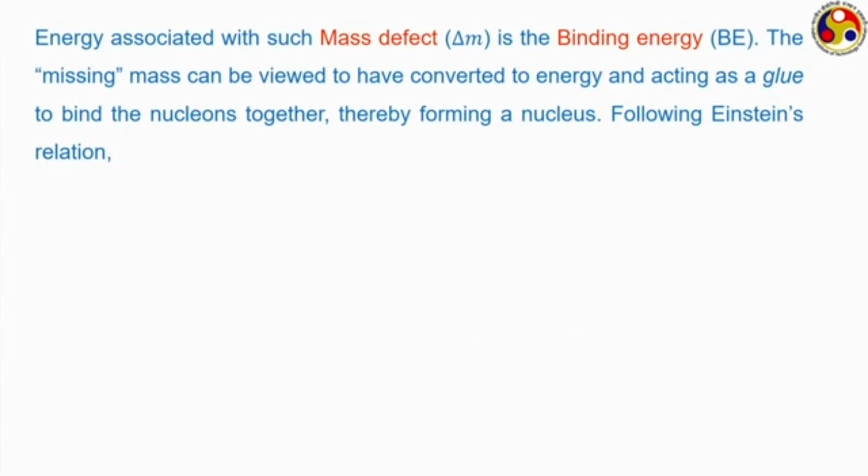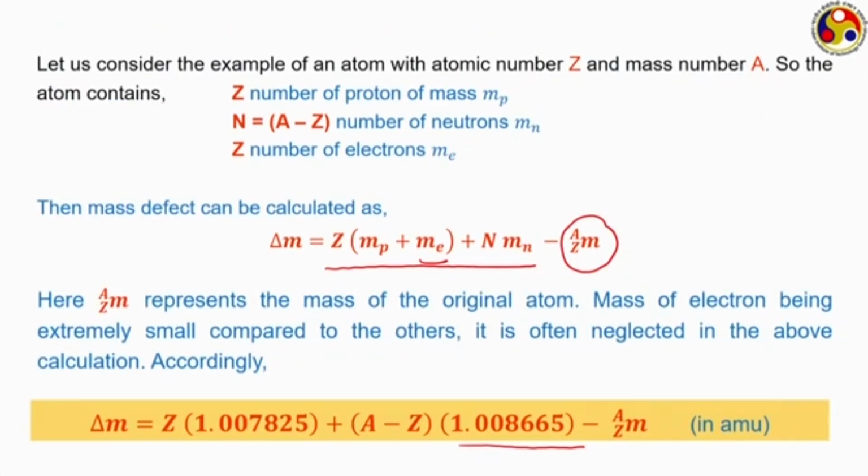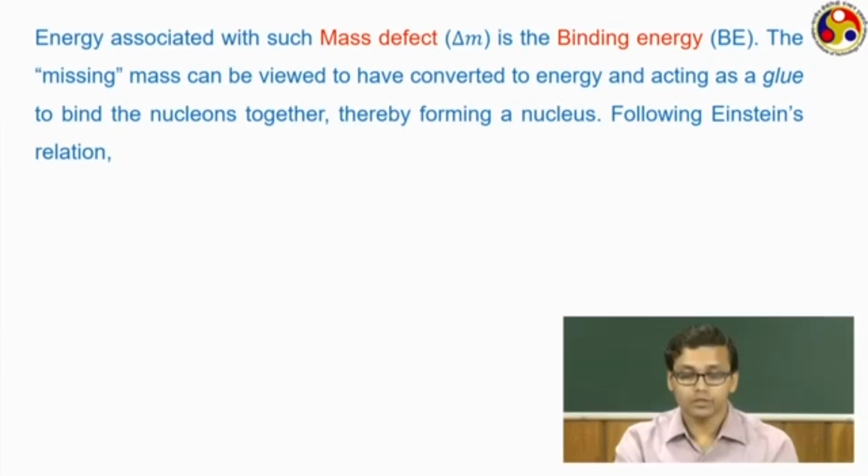The energy associated with such a mass defect is called the binding energy, which I mentioned earlier. Going back to the previous slides, whenever we couple subatomic particles, that is nucleons, together to form a nucleus, some amount of mass is lost, because the mass of the newly formed nucleus is less than the combined mass of its nucleons. If we convert this missing mass to an equivalent amount of energy, we can think of that energy as a kind of glue binding the nucleons together, and that is what we refer to as the binding energy.